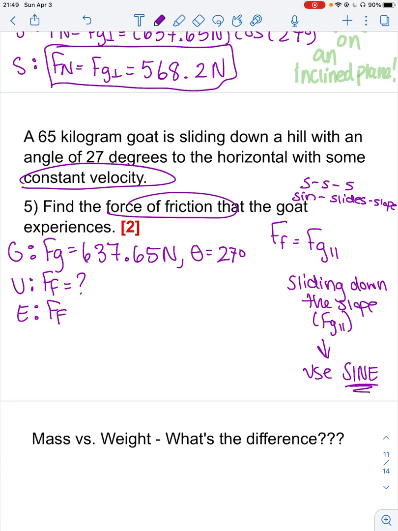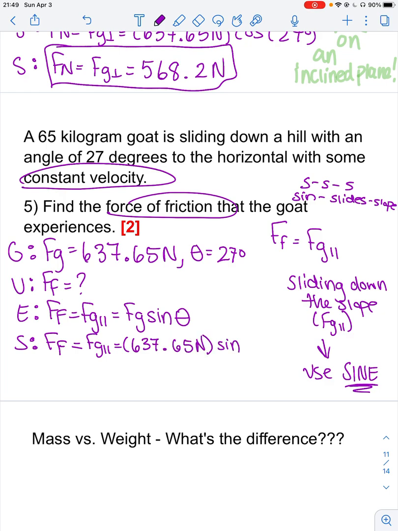So we say the frictional force is equal to Fg parallel, which is equal to Fg sine theta. I'm going to keep emphasizing that. I'm going to sound like a snake because I hope it helps you remember. Now we're just going to substitute 637.65 newtons times the sine of 27 degrees. If you plug this into your calculator, you will get the following.